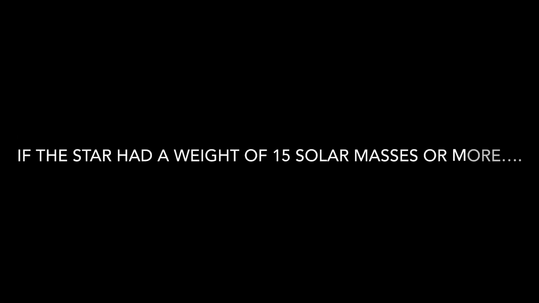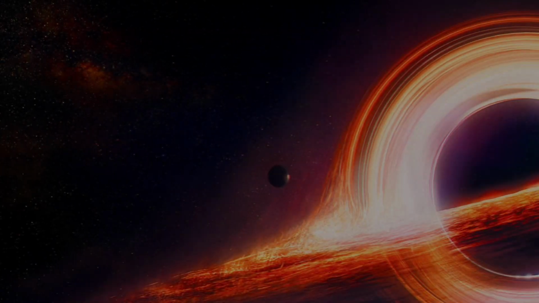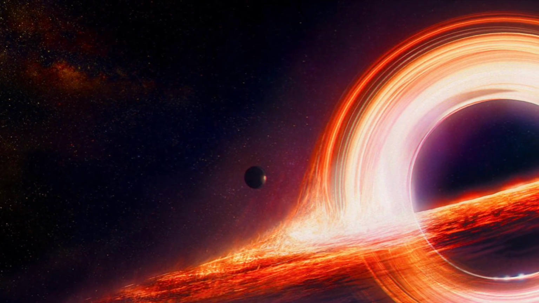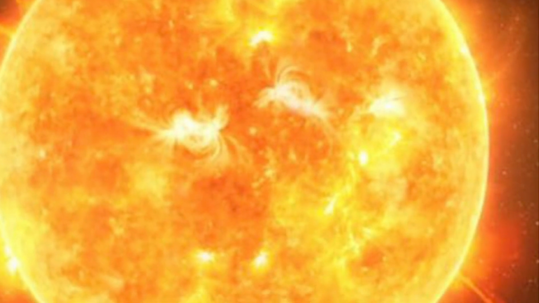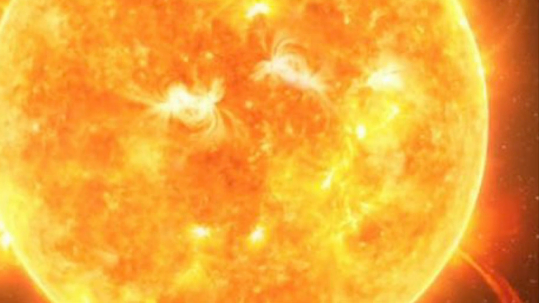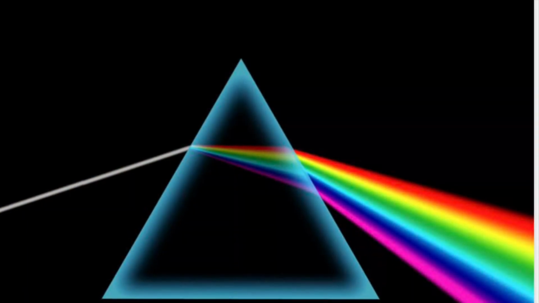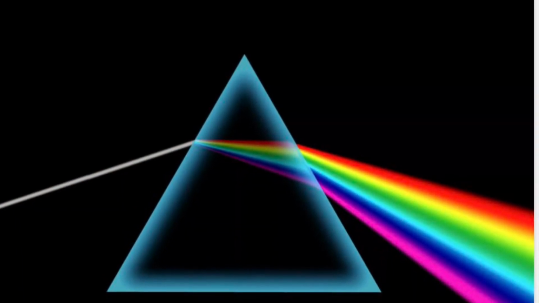Even after this, it's not the end of the line for our star. If it had 15 solar masses or more, it would turn into a black hole. These things are absolutely monstrous. They consume everything in their way, from planets to even suns as big as Stephenson 218. The gravity of these things is so immense that not even light can escape it.